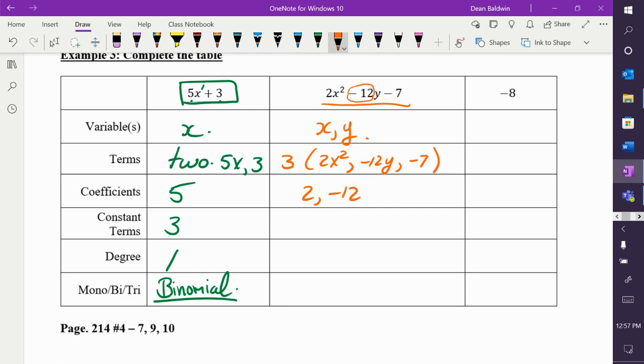Okay. What is the constant term? Not just 7. Negative 7. You always take the number that is in front. What is the degree? 2. The highest exponent is 2. And this would be a trinomial.